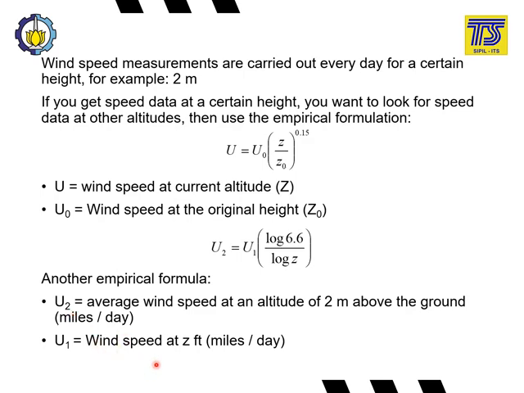And U1 is the wind speed at Z feet. Here, if you have 2 meters, you have to change it into feet, and then you can use it as Z here, in feet.